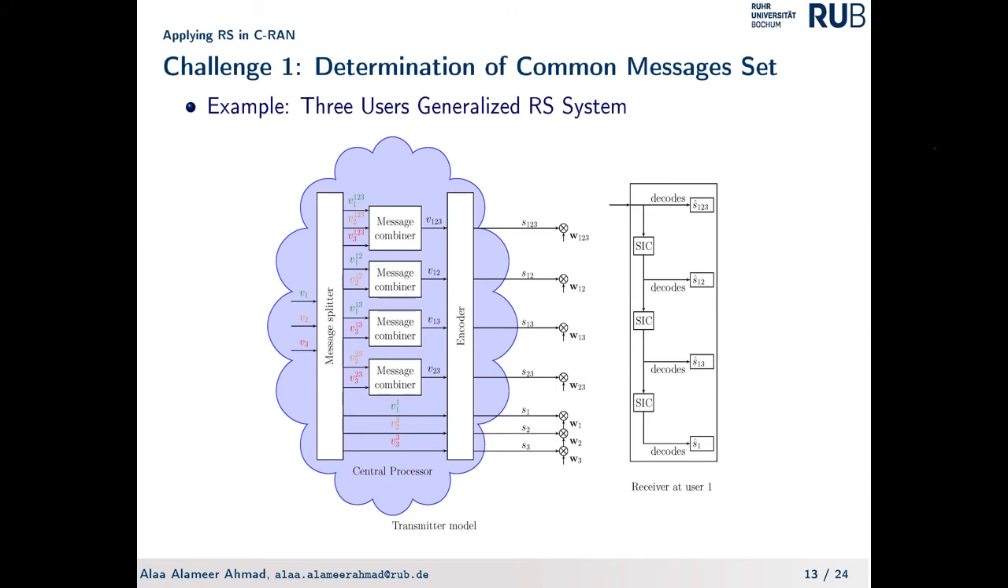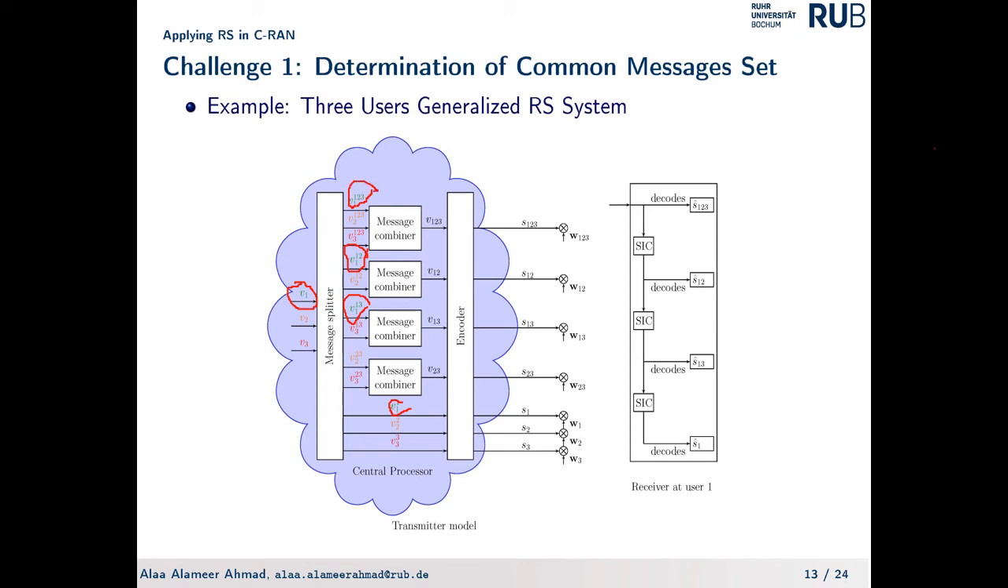With the generalized rate splitting technique, we overcome the first challenge. Here is an example of a three-user generalized rate splitting system. First, the message of each user is split into four parts. For example, the message V1, which is meant to be sent to user 1, is split into V11, V13, which is shared with user 3, V12, which is shared with user 2, and V123, which is shared with both users 2 and 3.